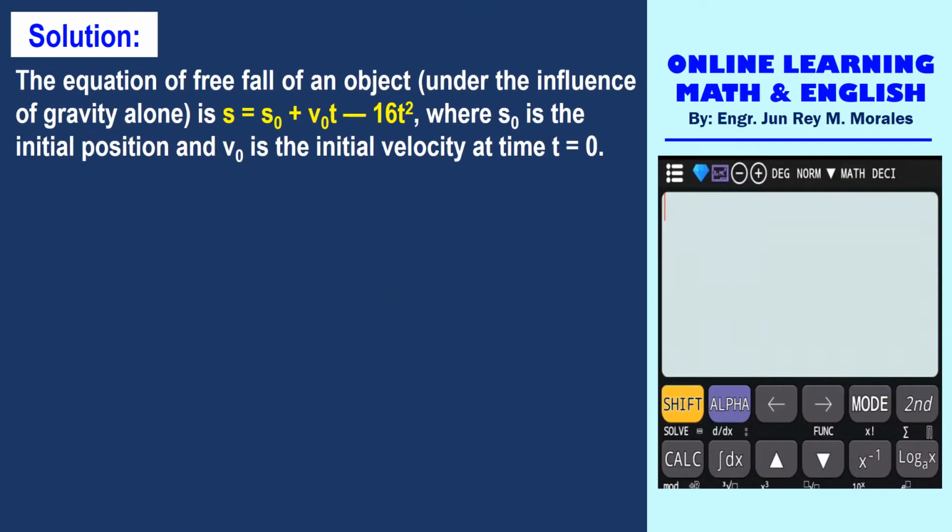The equation of free fall of an object under the influence of gravity alone is given with the formula S is equal to S sub 0 plus V sub 0 times T minus 16 T squared, where S sub 0 is the initial position and V sub 0 is the initial velocity at time t is equal to 0.